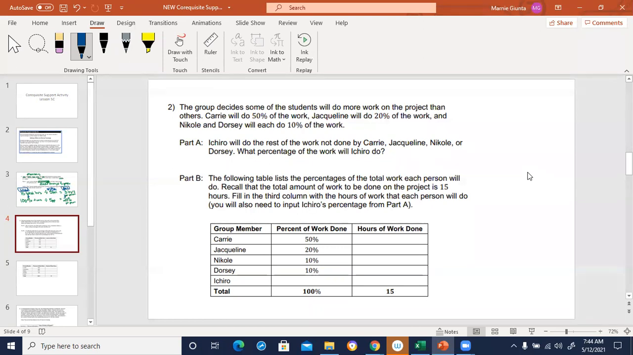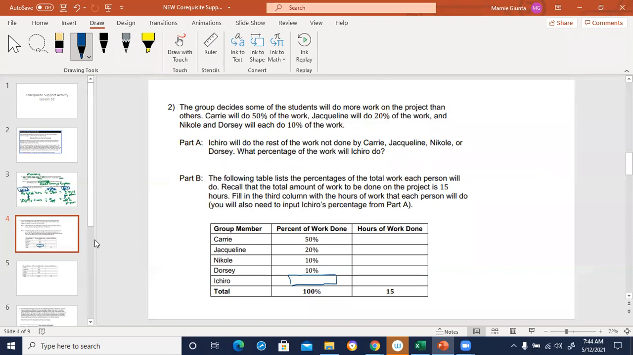So what I'd like you to do is take a minute, think about how would you solve what percentage of work that each row would do. What would you do? So go ahead, pause the video, try to figure that out on your own, and then come back and join us.